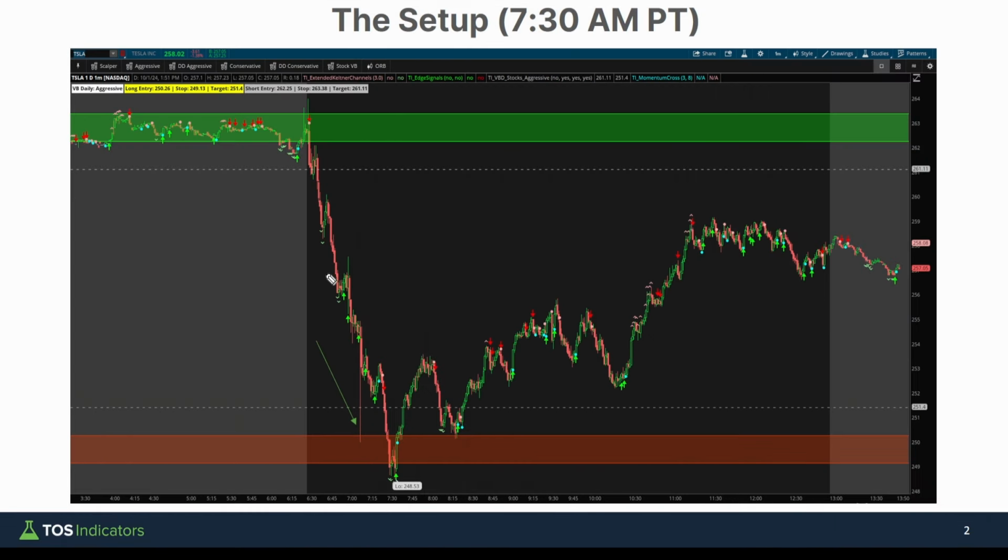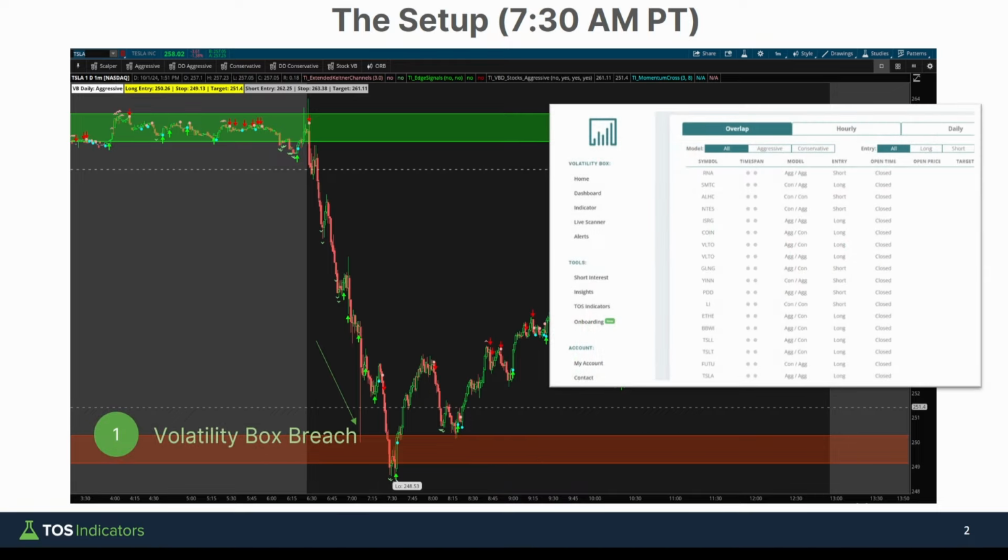Now that volatility edge came when price action breached our volatility box models. This is the aggressive daily volatility box models that I have loaded on, and Tesla breached our daily volatility box models. Early on in the morning, we had that quick touch, and then that second touch when price action fell deeper inside of our clouds.